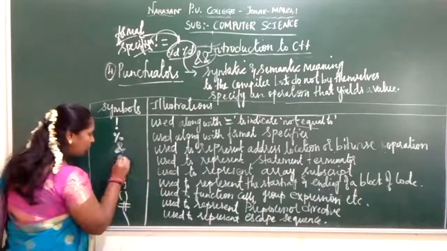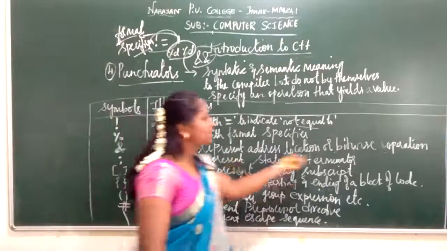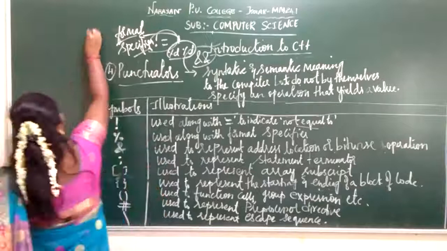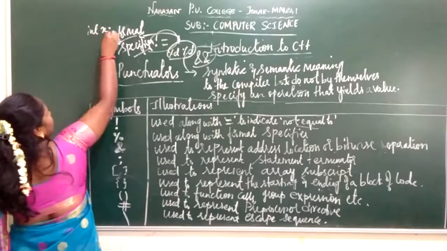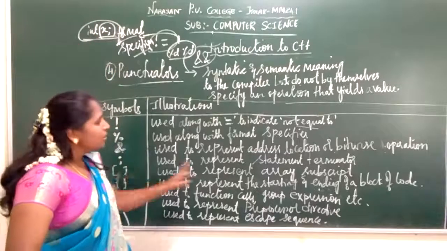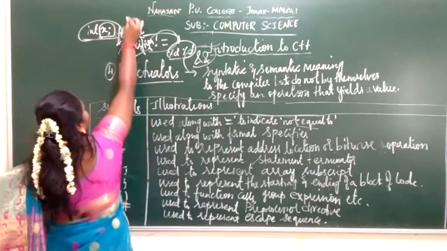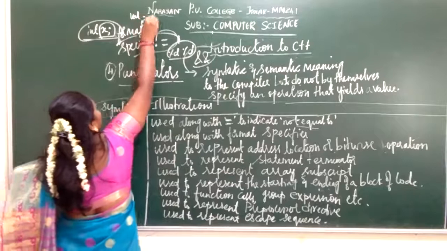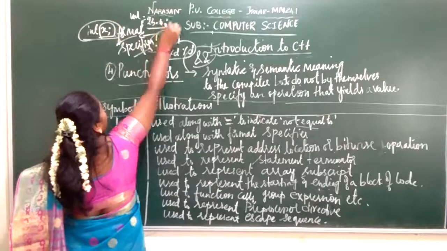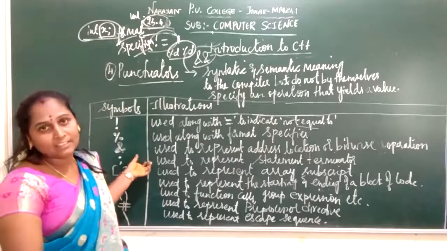Next, semicolon. This semicolon is used to represent statement termination. It ends the particular statement. Suppose I have given int x; it is terminated. It is the statement terminator. Suppose value is equal to 23.4; it should be indicated with a semicolon. This indicates that the statement has been terminated. If you do not terminate it, it throws syntactic errors.